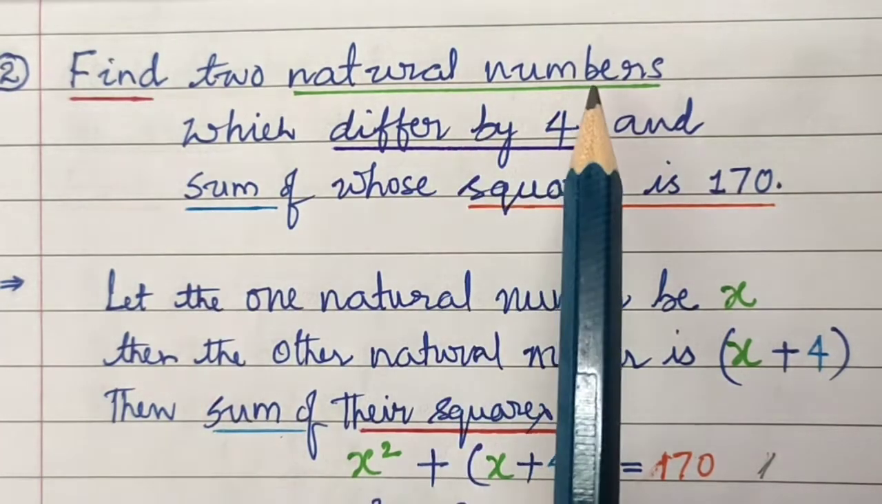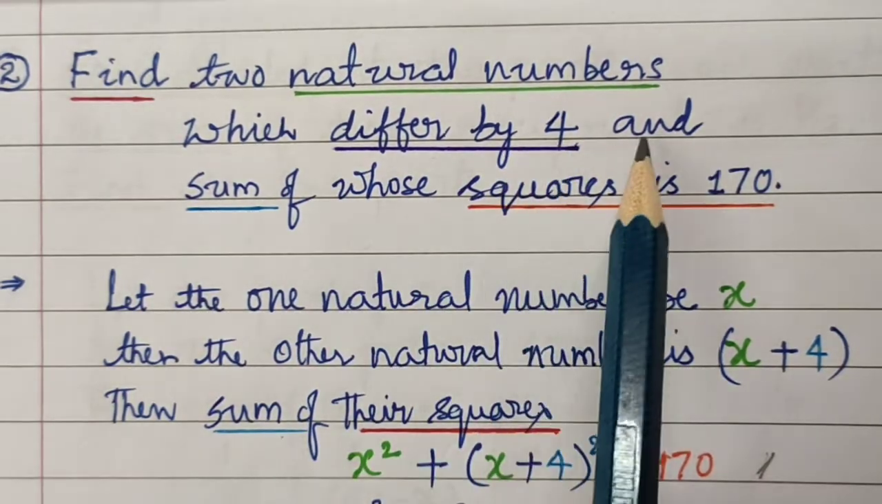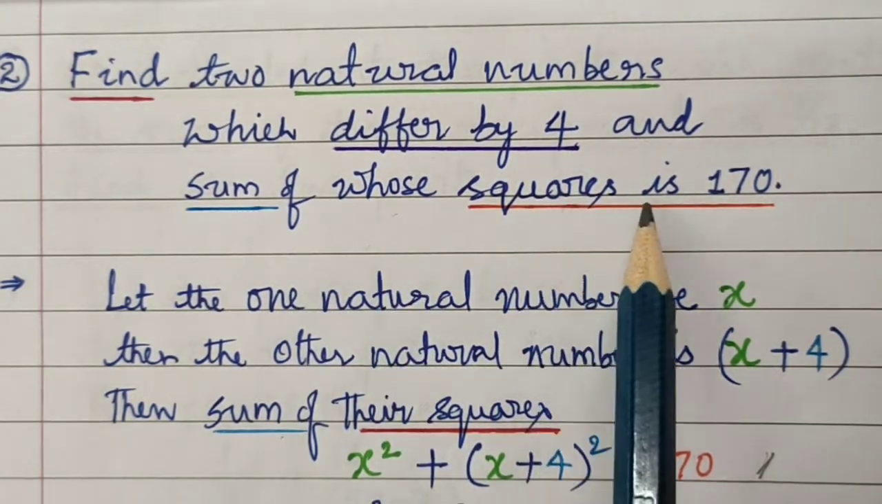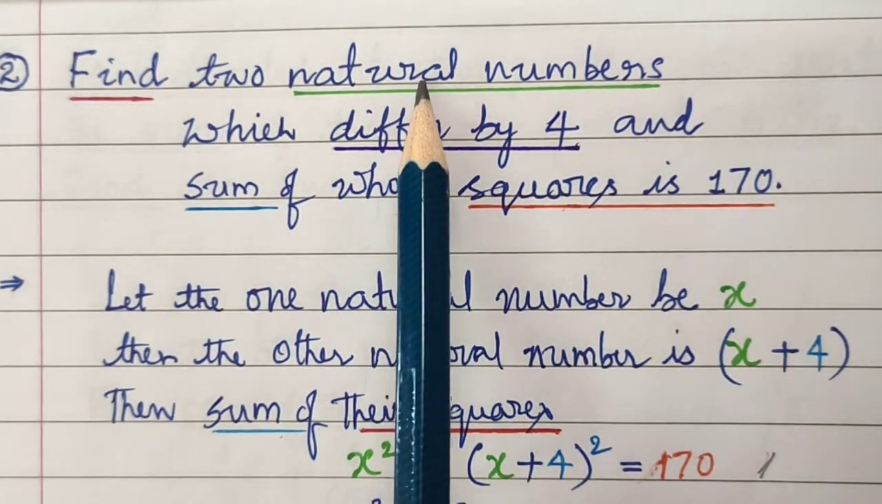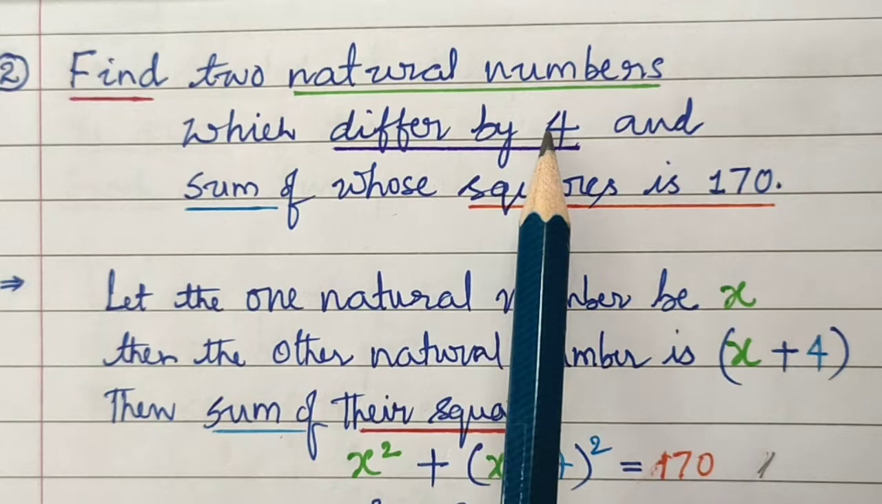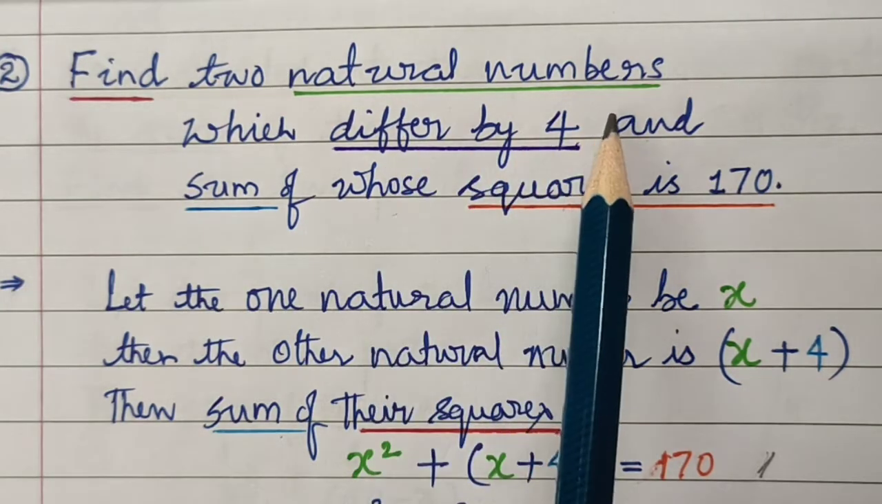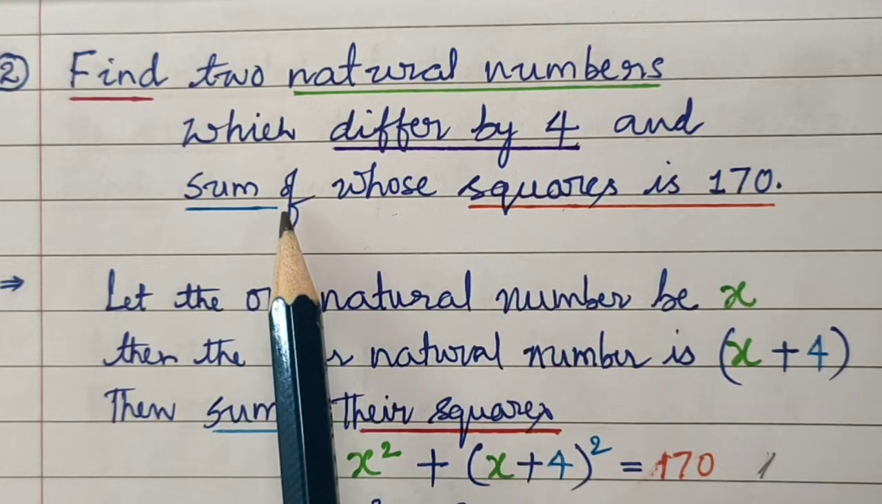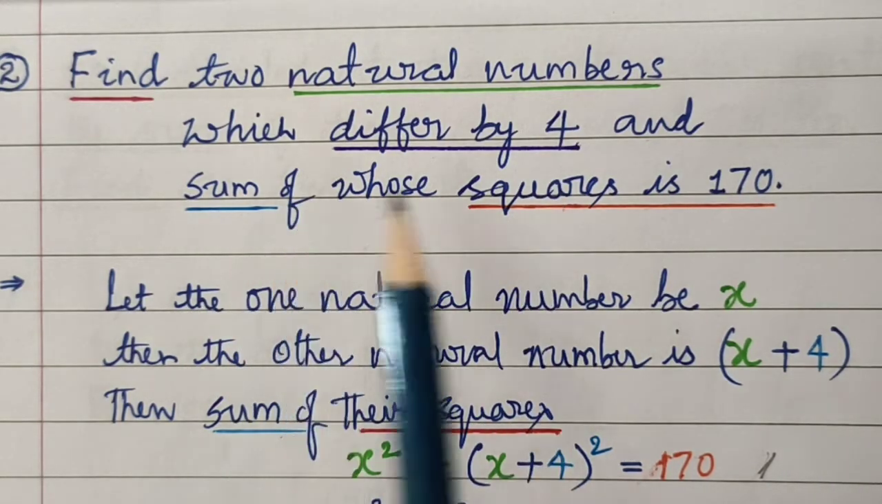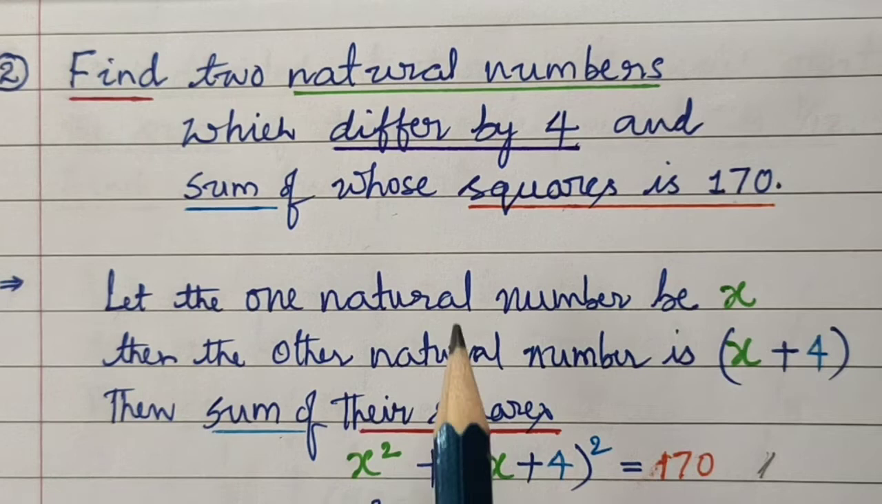Find two natural numbers which differ by 4 and sum of whose squares is 170. They are giving two natural numbers. The difference between these two is 4. If one is 1, the other is going to be 1 plus 4, that is 5. So the sum of the squares of those two natural numbers is going to be 170.